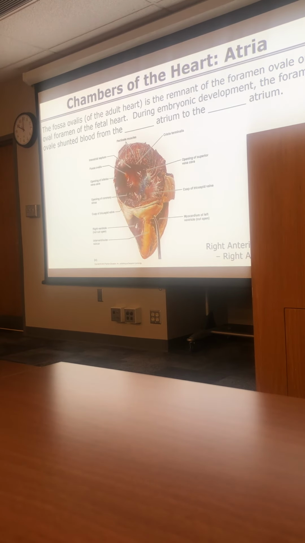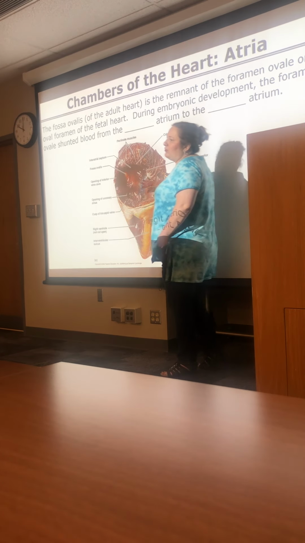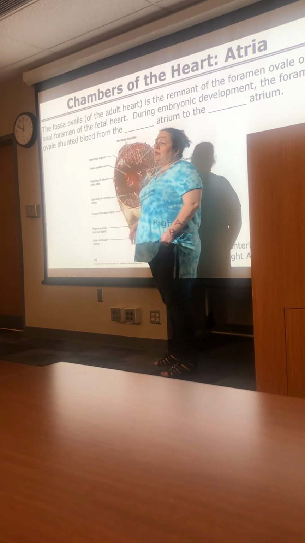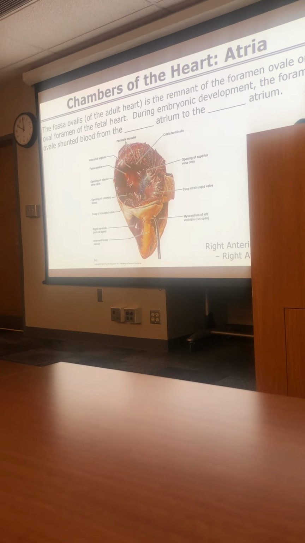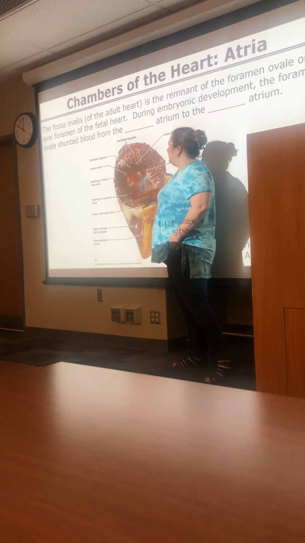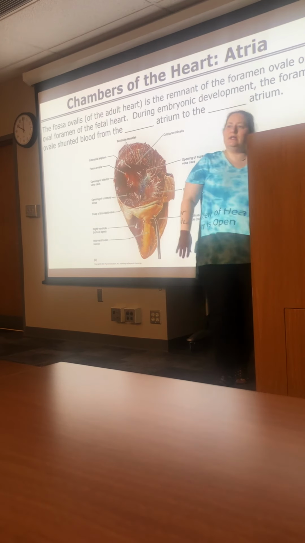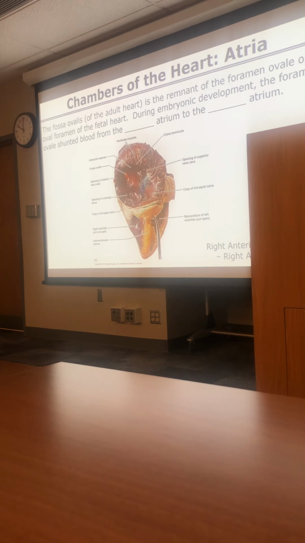During embryonic development, the foramen ovale is going to shunt blood from the right atrium over to the left atrium. And that's because of where the blood is coming from that's oxygenated. During embryonic development, the fetus is going to be getting oxygen from mom through the placenta, and that oxygenated blood is going to come back through a number of veins, which we'll take a look at in a minute, and end up getting dumped into, because of the way it's set up, the right atrium.